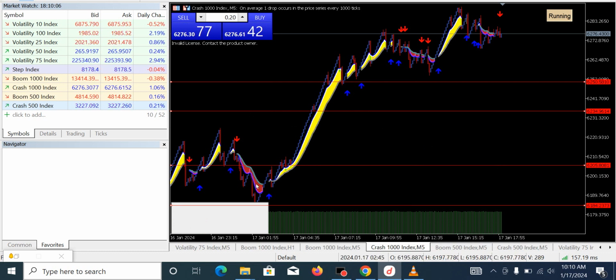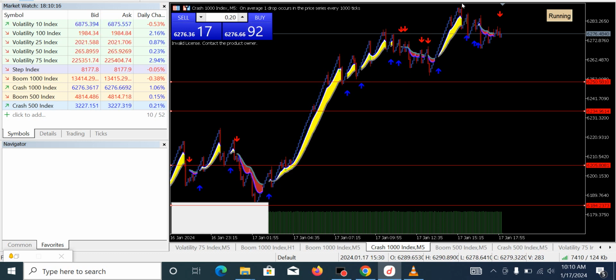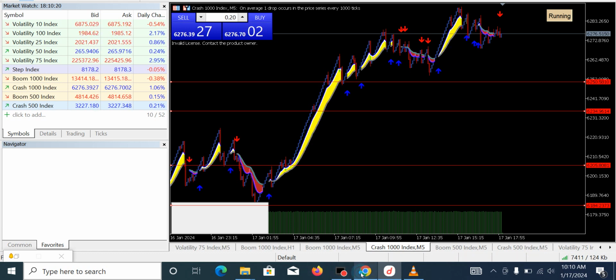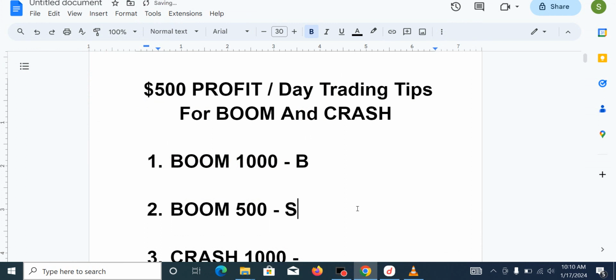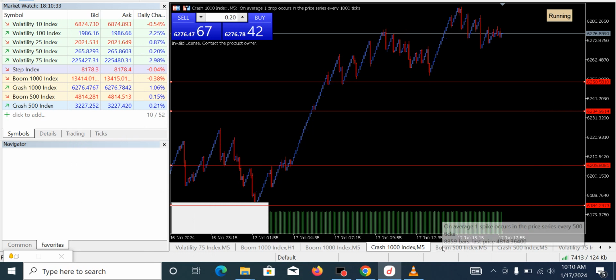Let's check it out. Crash 1000 started from this support zone, and it started buying, got to this region and ranged around there for a while, broke out above it till it got to this particular region, and it's unable to break out above this resistance zone, so it's trying to go back on downtrend right from there. So if it's unable to break out above there, then it should be giving us more of a selling opportunity. Sorry, that should be for crash 1000, more of a selling opportunity. Let's check out boom 500 right away.